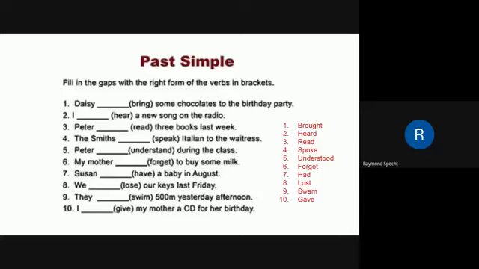We blank our keys last Friday. Lost. They blank 500 meters yesterday afternoon. Swam. I blank my mother a CD for her birthday. Gave. All right, give you just 1 minute to make sure you've got all the correct answers written down, and then we'll move on to the next practice.